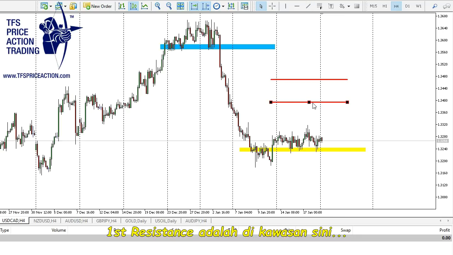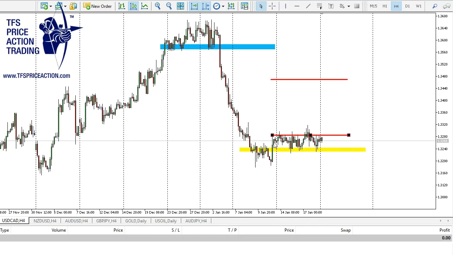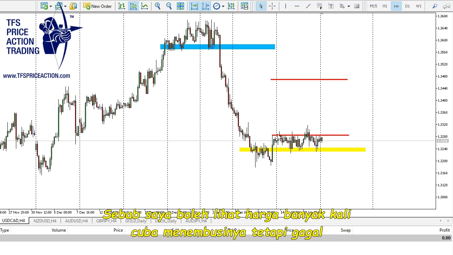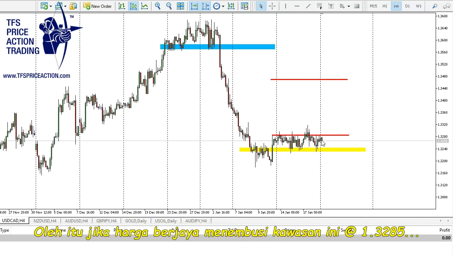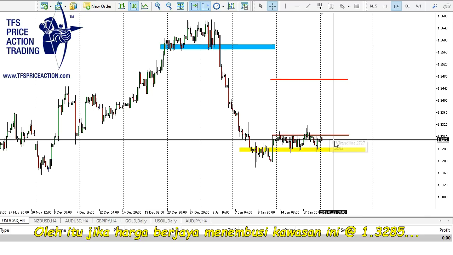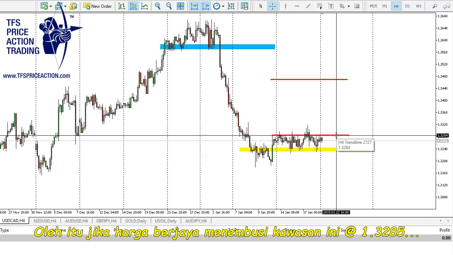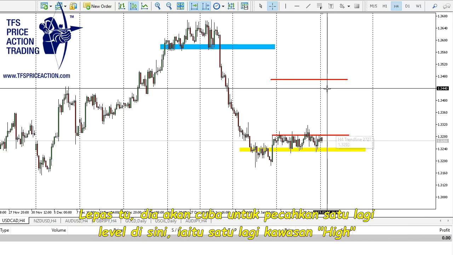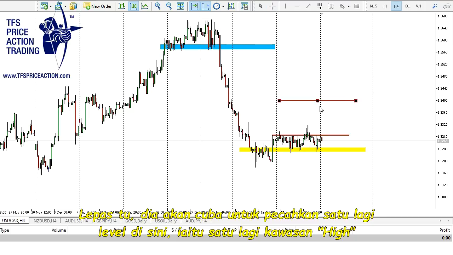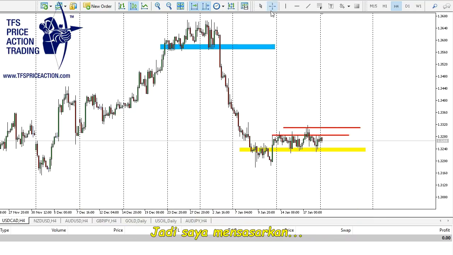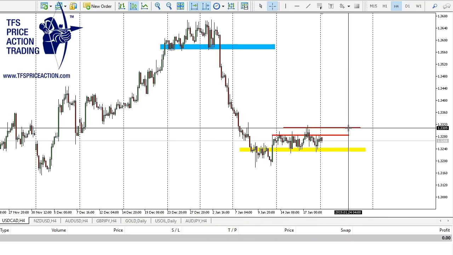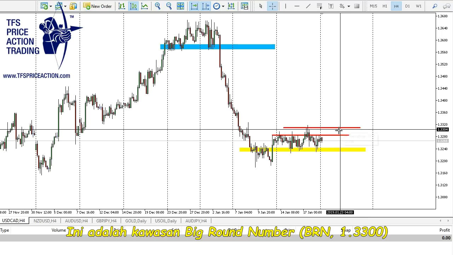So the first resistance will be at this area. I can see there are many times that price tries to breach this level, but it fails. So if price managed to breach this level at 3285, then it will try to break another level here, which is another high. So this is around the big round number area.